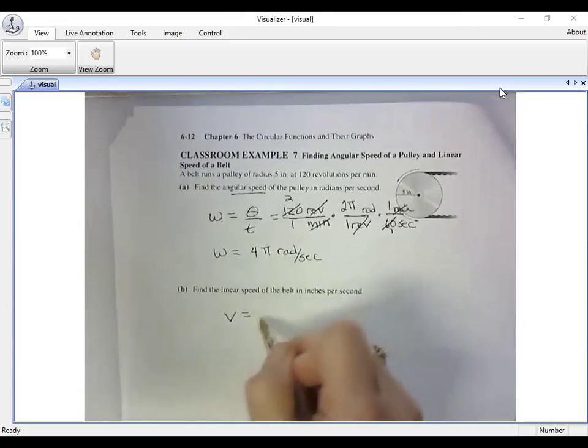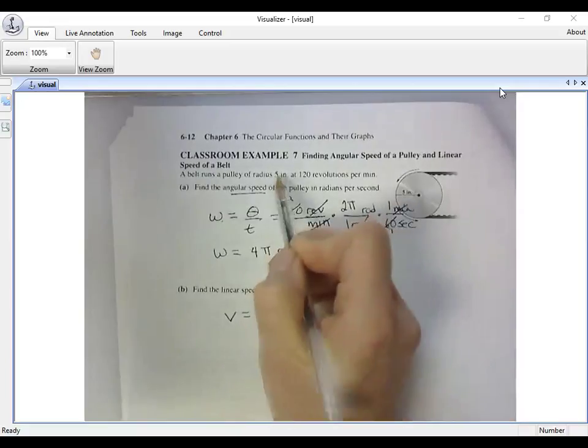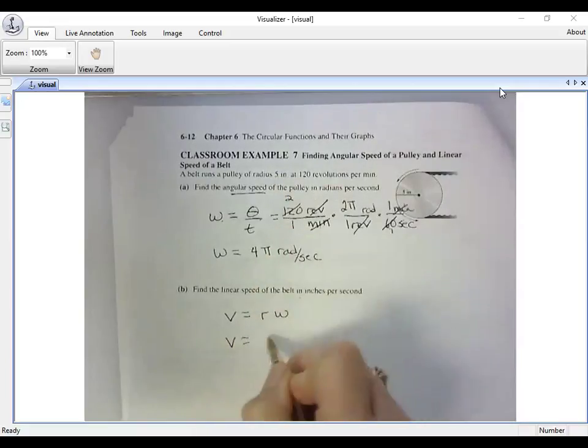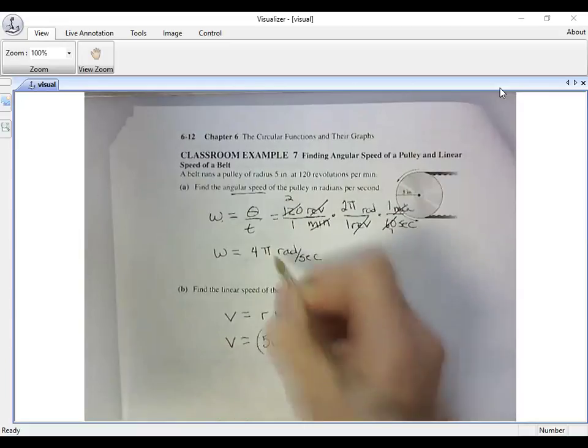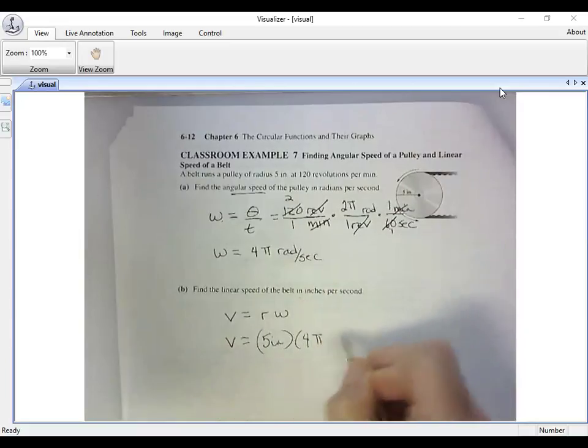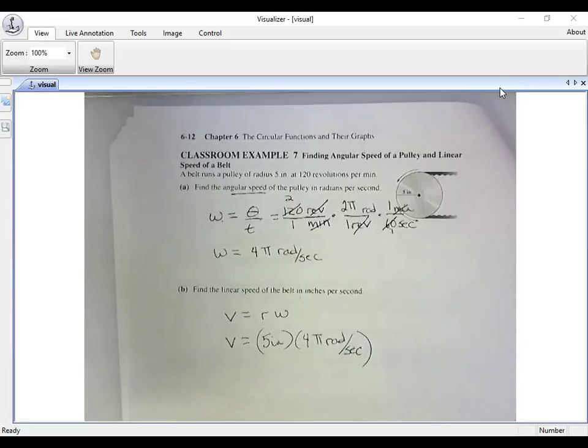What do you think would be the easiest one to use? I would use R times omega because we just found omega and they gave us the R. So my R is 5 inches and my omega was 4 pi radians per second. And my unit for my answer is supposed to be in inches per second. Isn't that what I'm going to end up having here when I multiply? Because radians is unitless, so it doesn't matter. I've got inches on top, seconds on bottom. So that ends up being what? If I multiply this together, I get 20 pi inches per second.